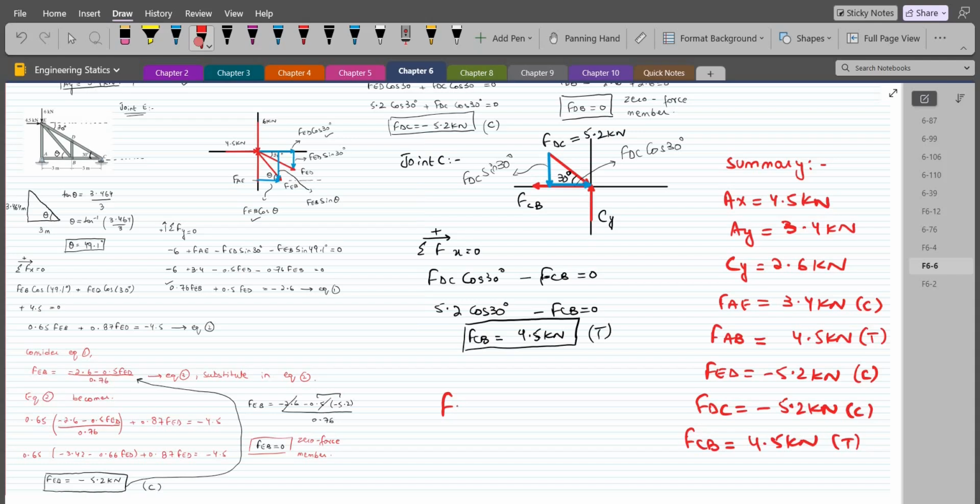And the force in the member EB is equal to the force in the member DB equals to 0, because these are the zero force members. So they are neither in tension nor in compression. So this is it for this problem.